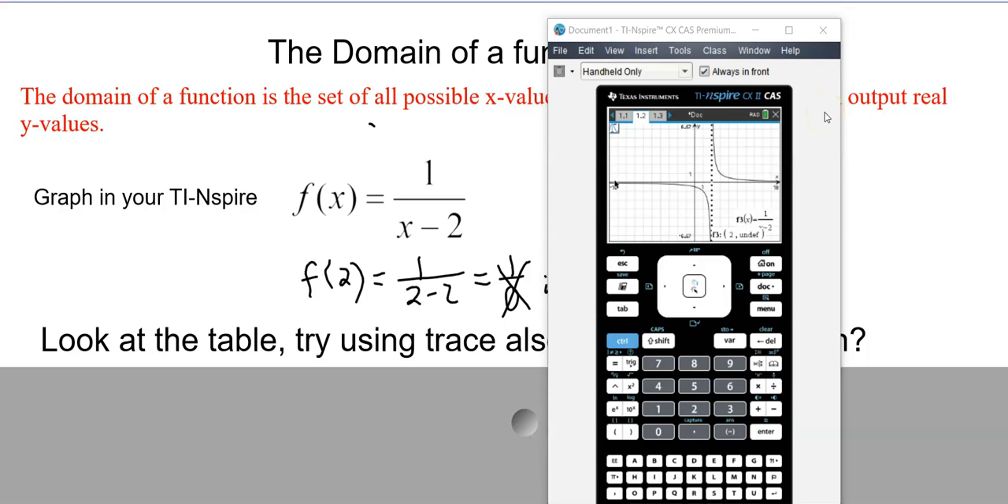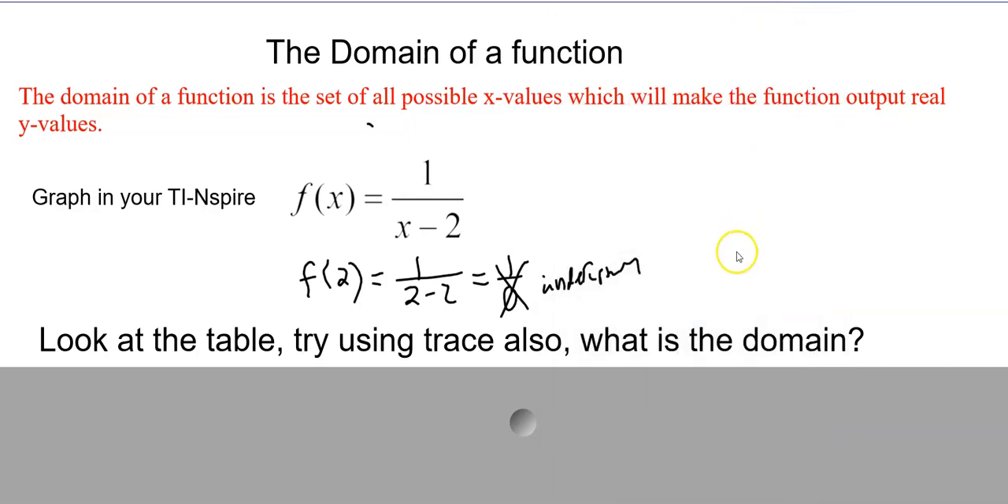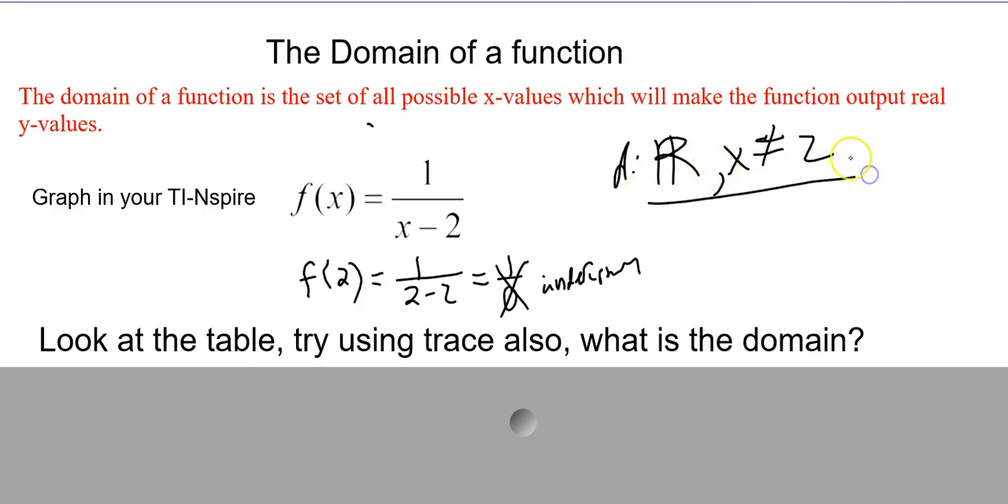Again, that's really the only place that this function is undefined. If I go a little bit more to the right, I could graph the rest of the graph. It's a point of discontinuity in the graph. I have to pick up my pencil to keep moving from that point. So it is not part of the domain. So the domain of this function would be all reals, except x cannot equal 2. So that's how we write the domain.